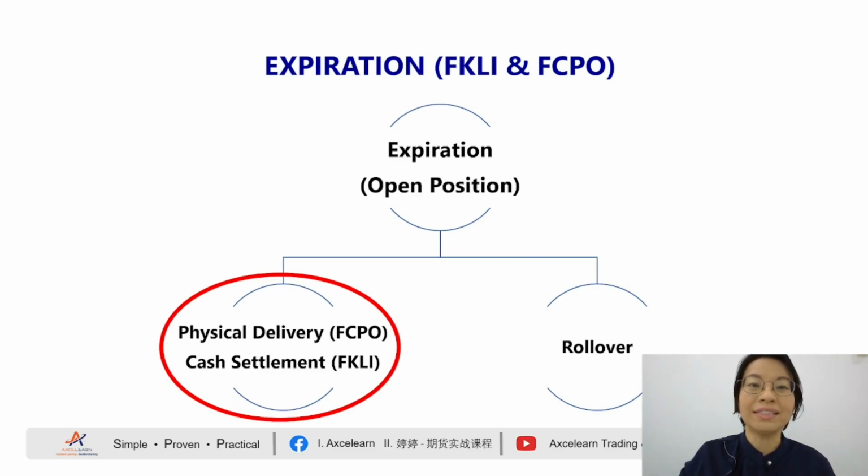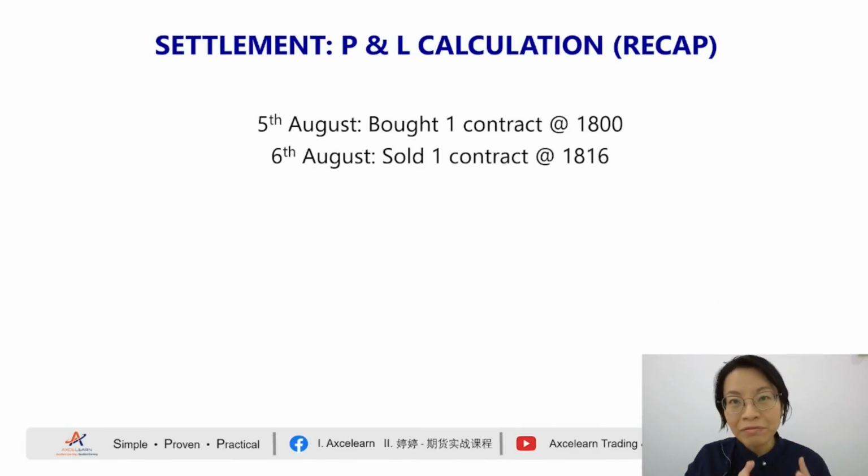So let's look at this. How do you do that? Before that, we need to do a very quick recap on how to calculate your profit and loss. For example, on 5th of August, I bought one contract of FKLI at the price of 1,800. Then let's say on 6th of August, I sold one contract of FKLI at the price of 1,816. So technically, how do you calculate your profit and loss?